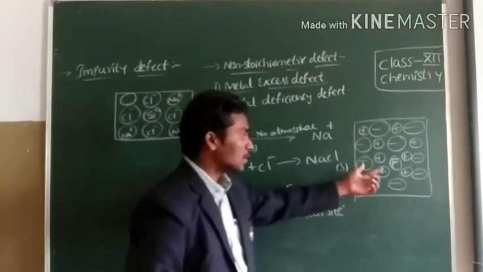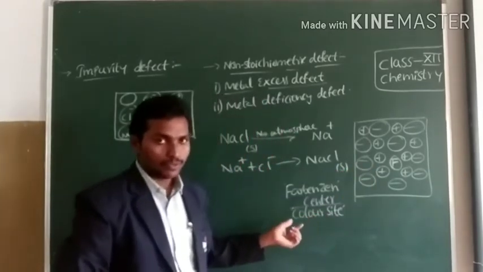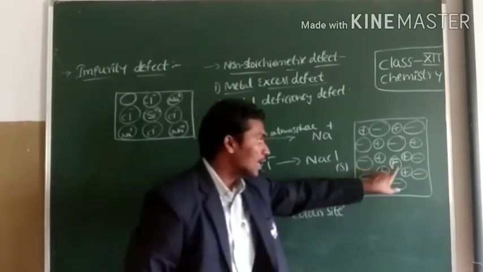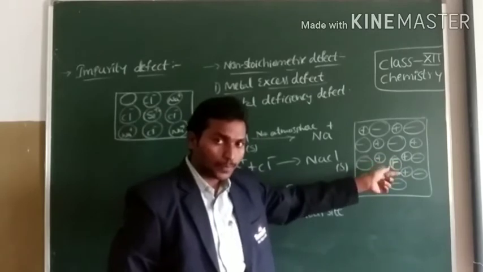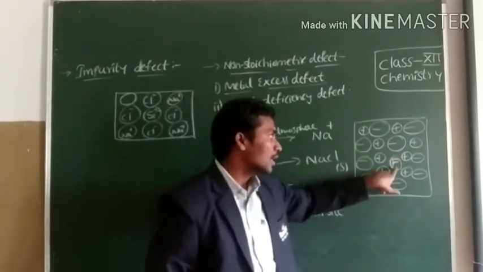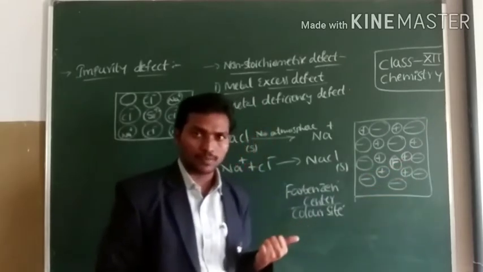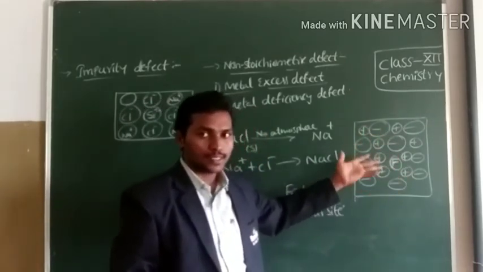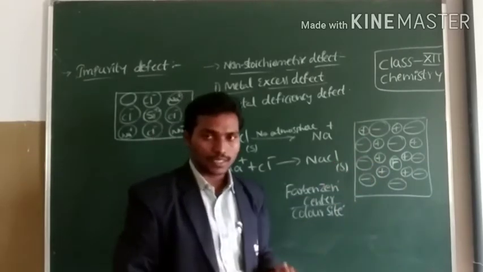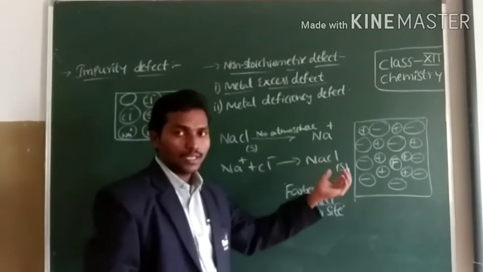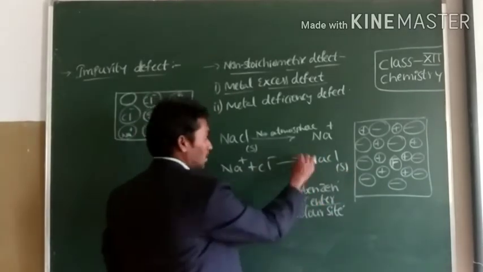Farbengen center is a German word. It means color site, because of the unpaired or single electron present in the crystal lattice. This electron absorbs energy from visible light and gets excited, and when it gets excited, it emits radiation. That is the reason why sodium chloride appears yellow.